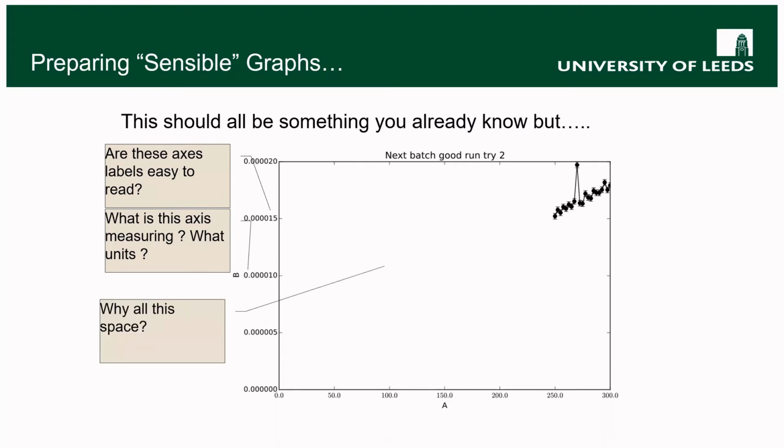Then you might wonder, what's all this white space doing here? Why are we showing these axes in the way they are, with a huge gap in the data? Is that meaningful? One of my personal bugbears is the size of the font. If you were seeing this in a lecture theatre, you would not be able to read these labels from the back. They would simply be too small.